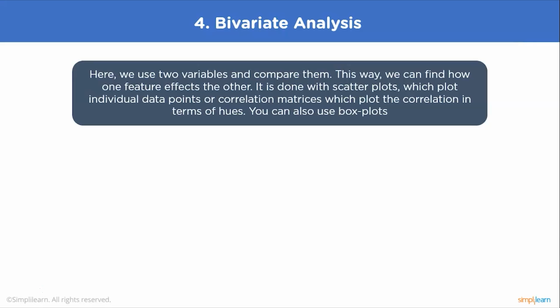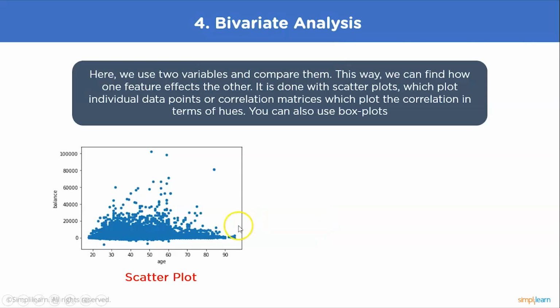Bivariate analysis can be done using scatter plots, which plot individual data points, or correlation matrices, which plot the correlation in terms of hues. You can also use box plots. This is what a scatter plot looks like. It has two separate variables, one on the x-axis and one on the y-axis. The scatter plot will tell us how the value of the variable on the x-axis corresponds to the value of the variable on the y-axis.